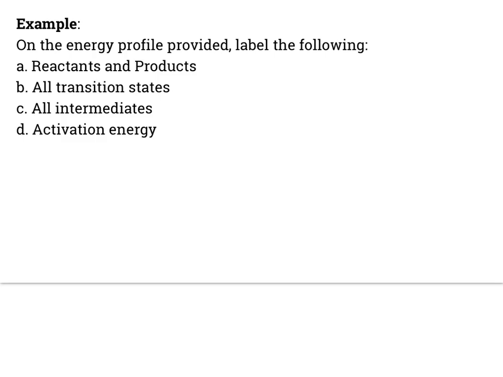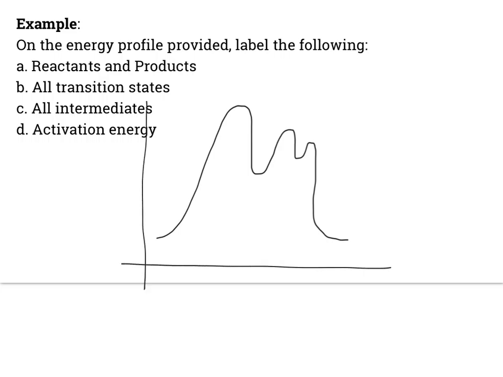Okay, so on the energy profile provided, label the following: reactants and products, all transition states, all intermediates, and our activation energy. Now, I'm going to put an axis up here, and for some reason this graph looks crooked. Draw that on your paper, spend a few minutes labeling these as best you can, and then come on back and I'll have things labeled.